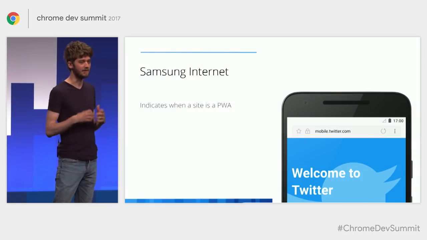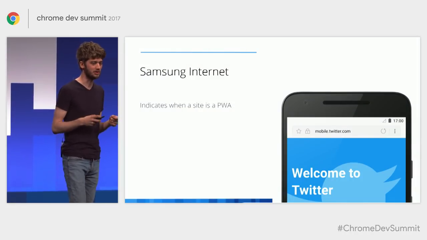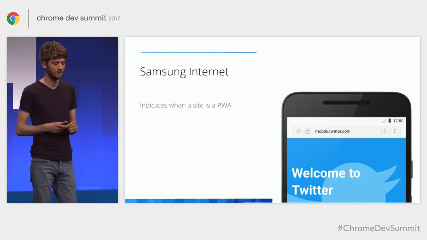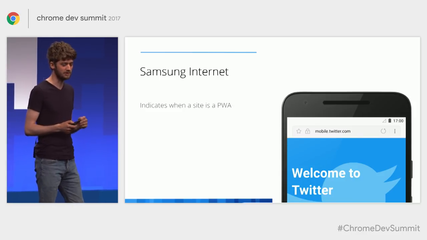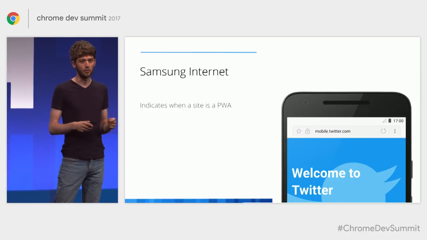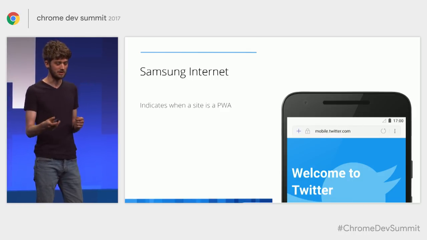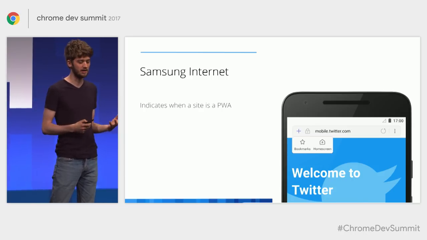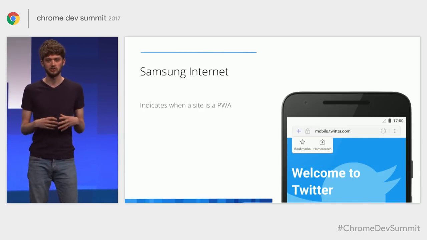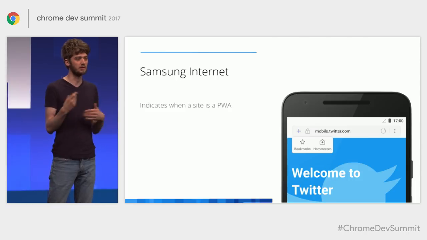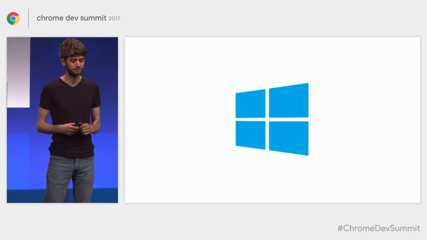Thanks, Andreas. So now I want to tell you about what's happening in the rest of the ecosystem. If we turn to Samsung Internet, they've also shipped a feature that will indicate to the user when the site they're on is a progressive web app. So here you can see the normal browsing experience with the normal bar at the top of the screen. But when the site is a progressive web app, the bookmark icon changes to a small plus. And when the user taps it, they're given the option to either bookmark it or add it to their home screen. And so this is just one more great way for users to discover and install progressive web app content.